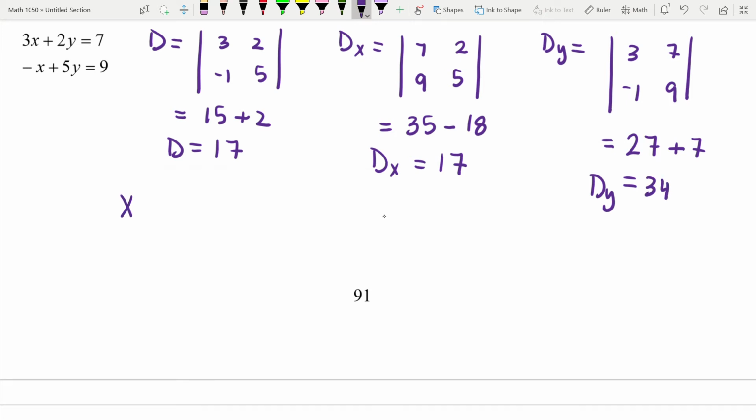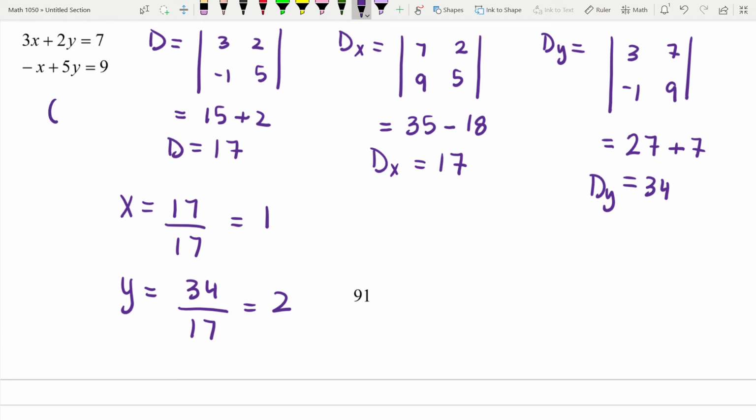Now to find x, you take D sub x, which is 17, divide it by D, which is 17, and you get x equals 1. To find y, you take D sub y, which is 34, divided by D, which is 17, and you get a 2. So your answer is 1, 2, and you're done.